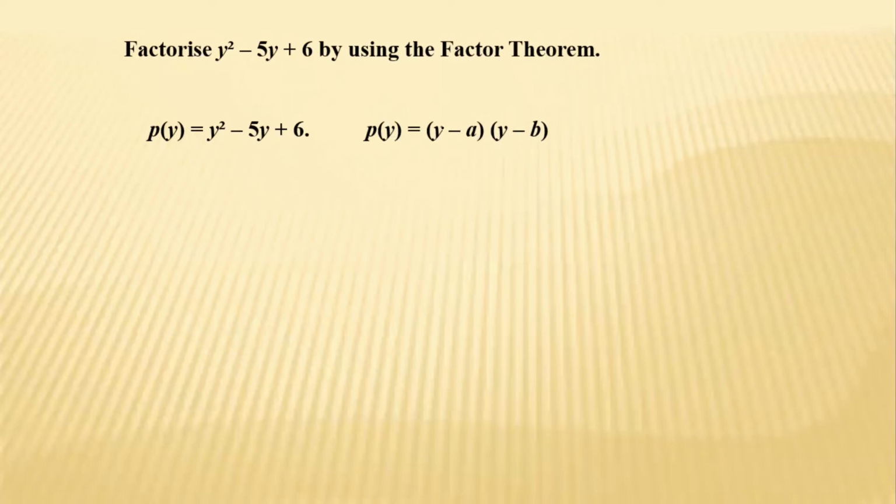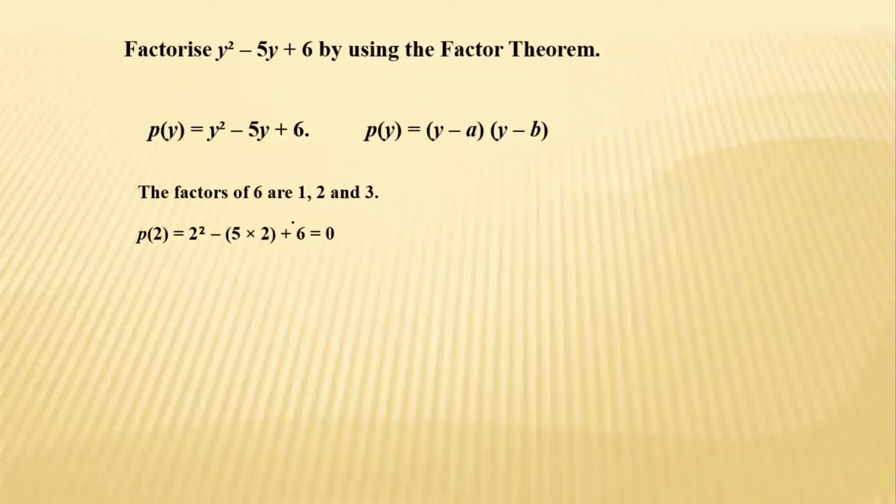where A, B are the factors of 6. So let us take the factors of 6. We know that the factors of 6 are 1, 2, and 3. Factors are the numbers which are the complete divisors. That means if I divide 6 by 1, I'm going to get remainder 0. If I divide 6 by 2, I'm going to get remainder 0. If I divide 6 by 3, I'm going to get remainder 0.